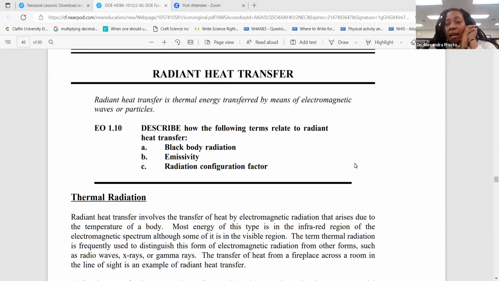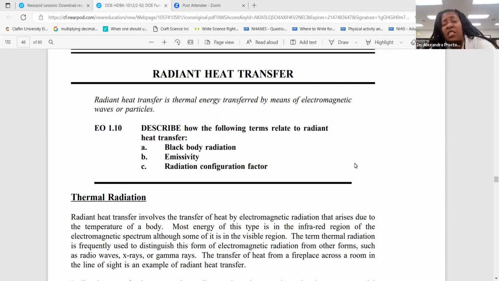Recording in progress. We are back and we're still continuing to go through volume 2 of the DOE book. We talked about conduction, we talked about convection, or the different types of heat transfer. So today we're going to talk about radiant heat transfer.